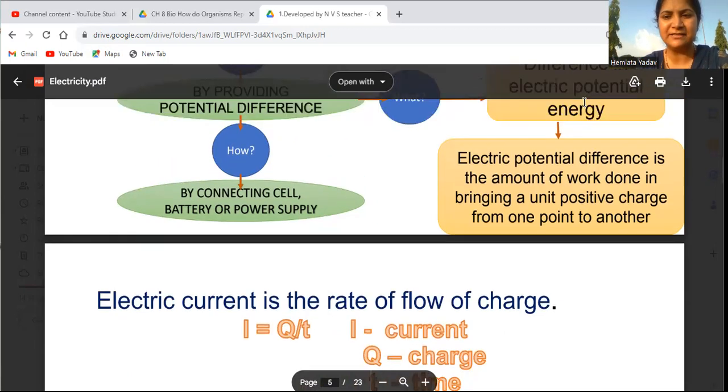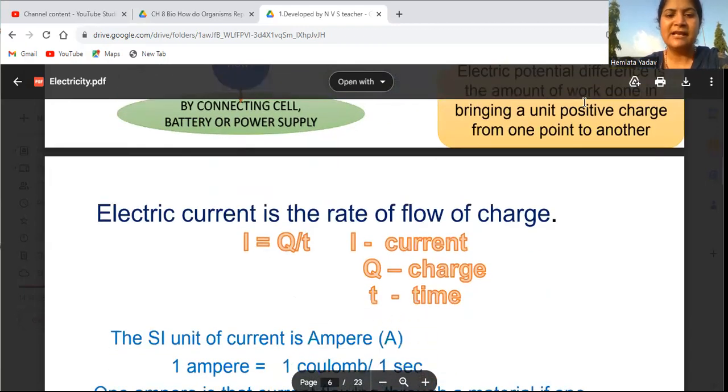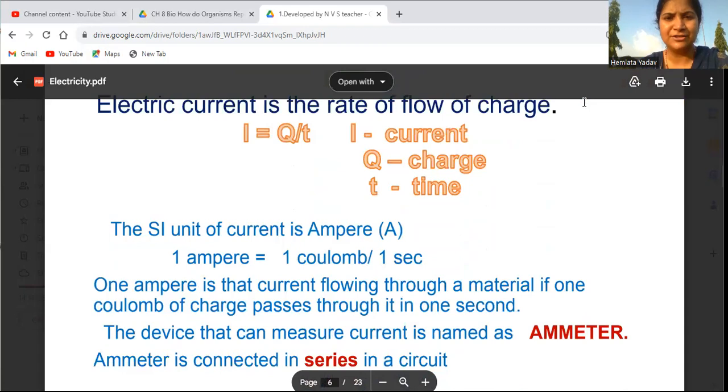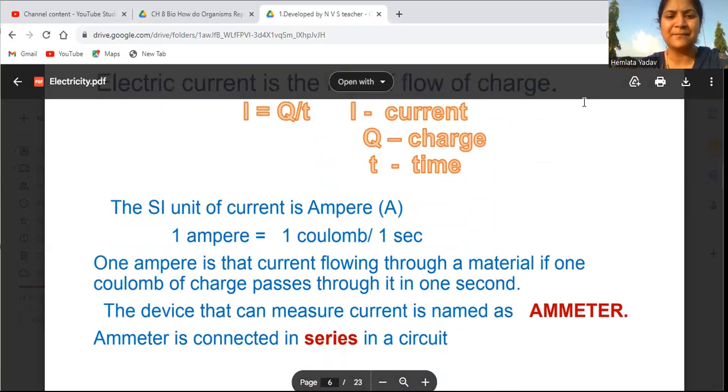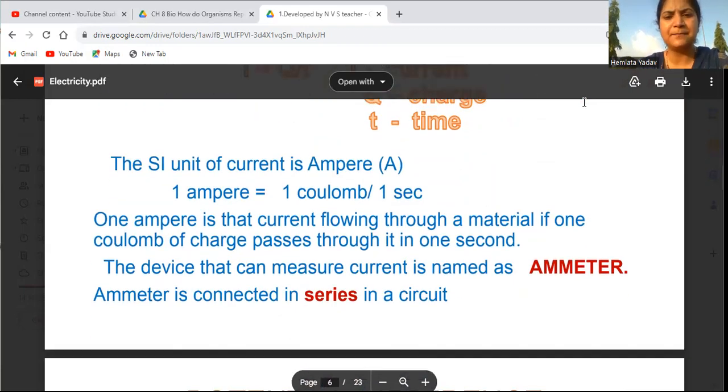Electric potential difference is the amount of work done in bringing a unit positive charge from one point to another. Electric current is the rate of flow of charge. The formula is I is equal to Q by T. I is current, Q is charge and T is time. SI unit of current is ampere. 1 ampere is equal to 1 coulomb upon 1 second.